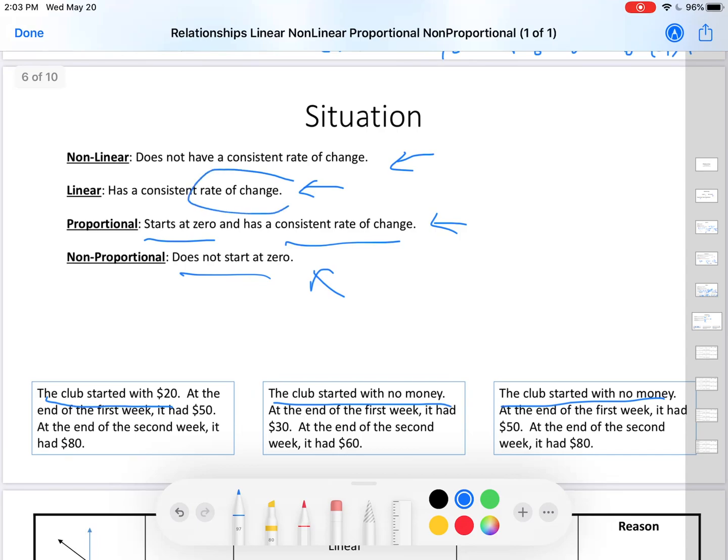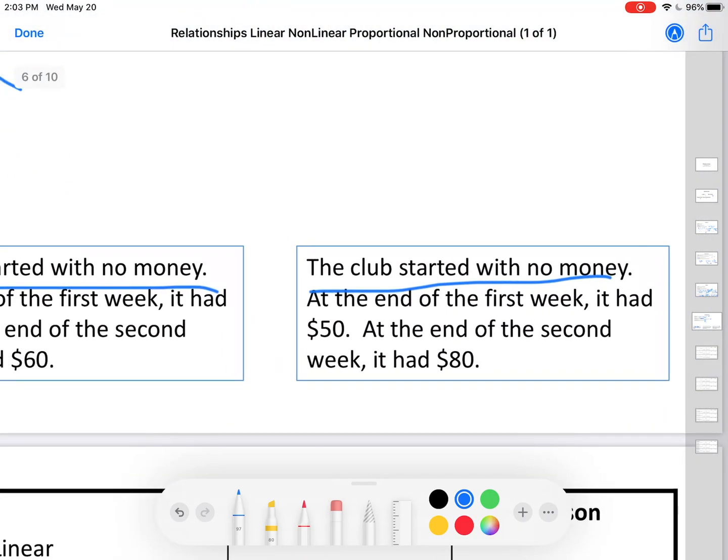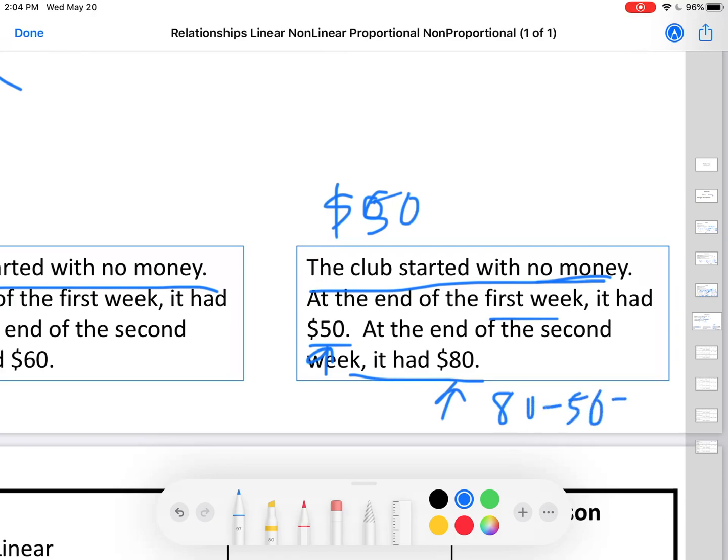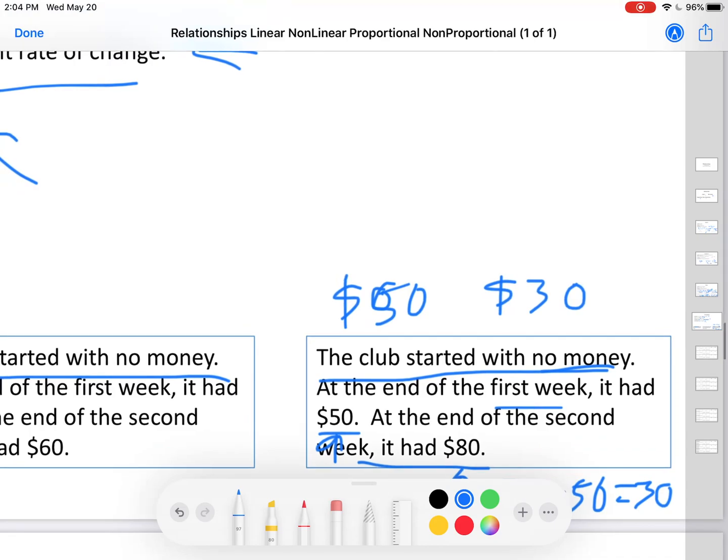We need to look at their rate of change. If it's consistent, then it's linear. If it's not consistent, it's nonlinear. Okay. So, started with no money. First week, it had $50. How much did it earn in the first week? $50. At the end of the second week, it had $80. It went from 50 to 80. What's 80 minus 50? 30. So in the second week, it made $30. Are they the same number? No. Does that mean it has a constant rate of change? No, it means it does not have a constant rate of change.